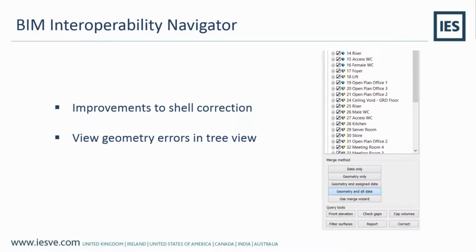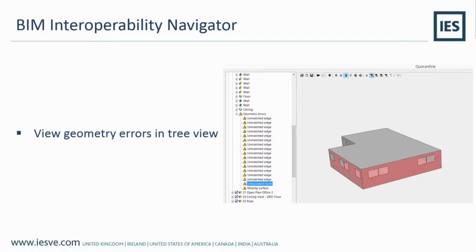We've improved the process of the shell correction in the background, so the actual volumes that come into the VE, we've improved how it fixes this. And we've also, as I say, put into the model browser, for those used to the VE, the actual errors of any geometry as they come across. So you can actually see these on the list rather than just having to look at a PDF document.